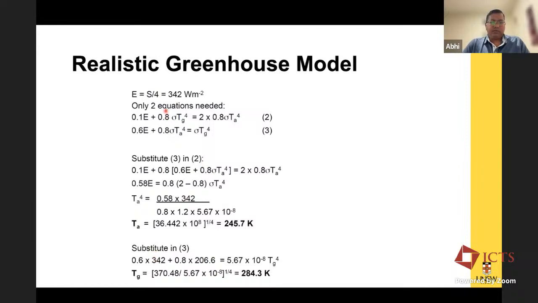You can see here, once we put in these numbers, we can only use the 2 equations. We can substitute the 3rd equation into the 2nd equation to get the temperature of the atmosphere, which is around 245.7 Kelvin. And then we can also use the equation to get the temperature at ground, which is 284.3 Kelvin. So you can see, it's a much better global agreement, which is of the order of 288 Kelvin. That is the global average temperature that is observed roughly. And by making a realistic greenhouse model, we are getting much closer to this value.